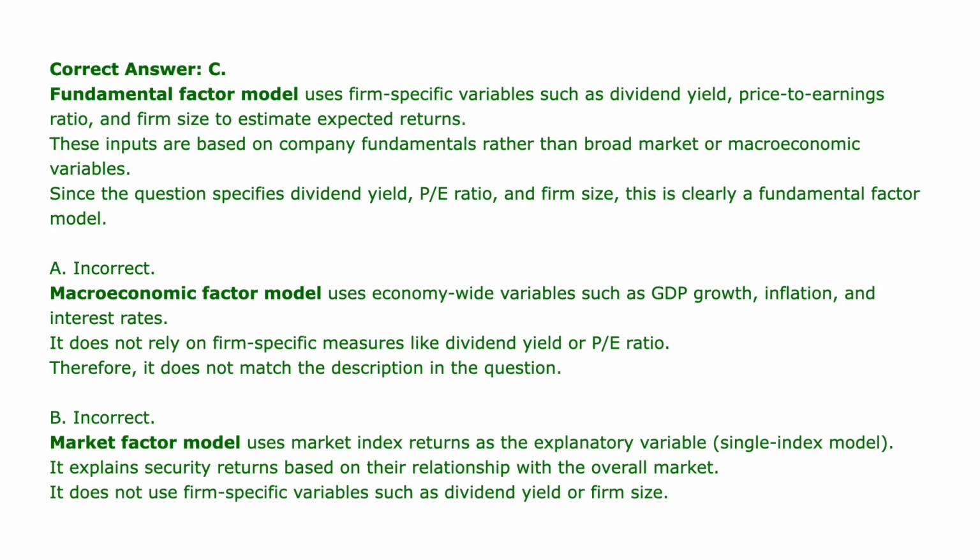Dividend yield, PE ratio, and firm size are firm-specific accounting or financial variables. Models using such inputs are classified as fundamental factor models. Option A. Macroeconomic factor models use economy-wide variables, such as GDP, inflation, interest rates, not firm-specific measures. Option B. Market factor models, such as the single index model, use only market index returns as the explanatory variable, not multiple firm-specific variables.